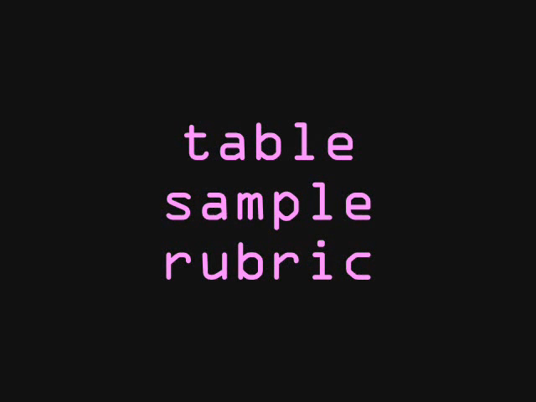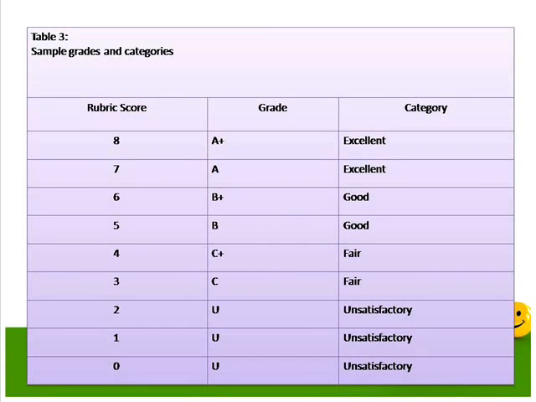Sample grades and categories through rubrics. Here is an illustration of Table 3, which comprises sample grades and categories. Column number 1 is for rubric score, column number 2 corresponds to grades, and column number 3 corresponds to category. Example 1. The first column below the rubric score is 8, the second column below the column of grade is A positive, and below the column of the category is excellent.